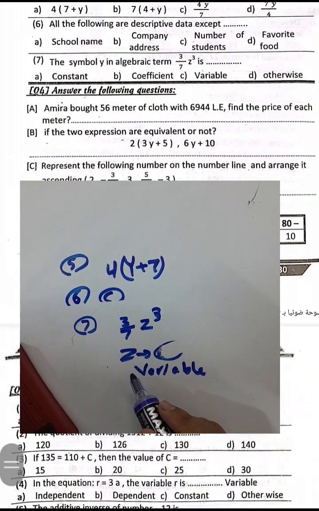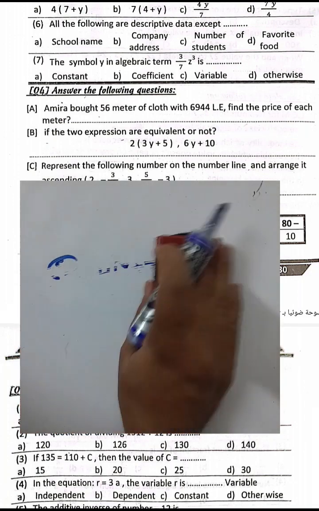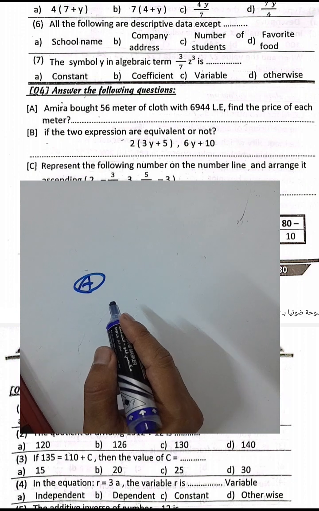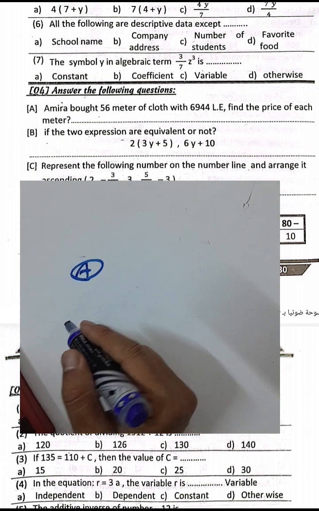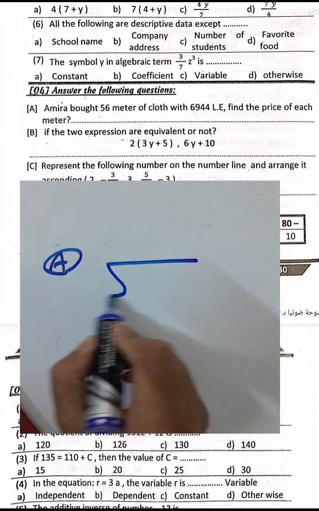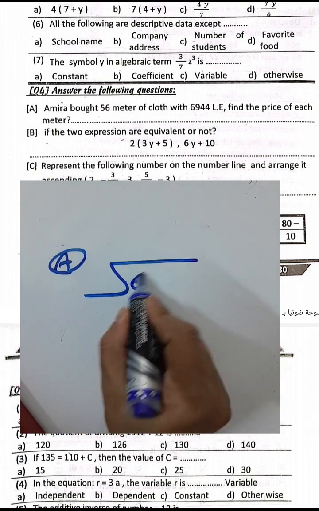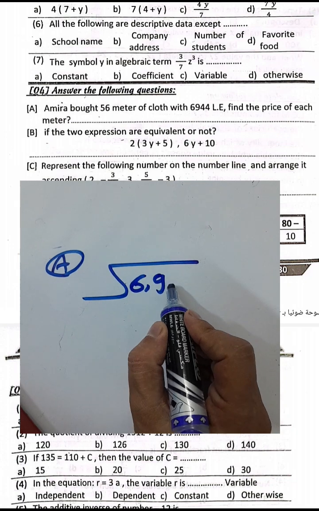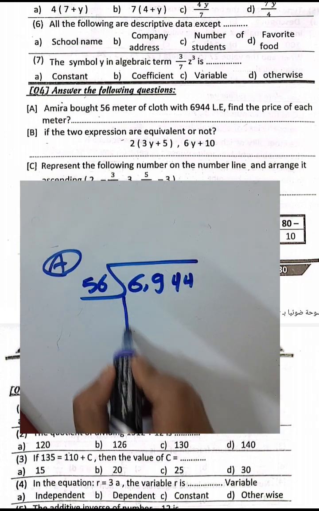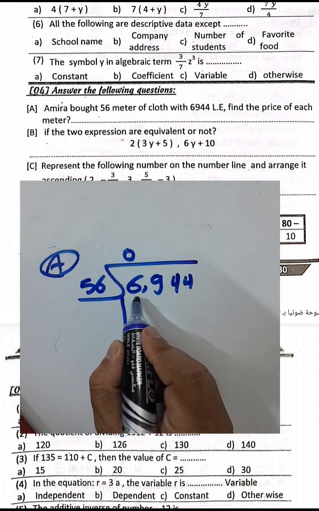Question number 4, answer the following. Letter E: Amira bought 56 meters of cloth with 6,944 Egyptian pounds. Find the price of each meter. Use long division between the two numbers. 6,944 divided by 56.